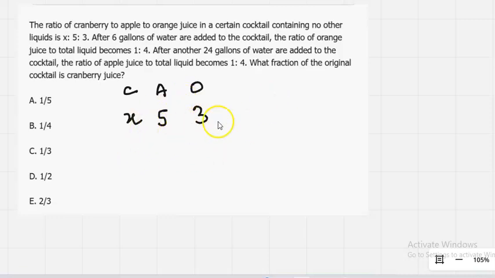It means if you reduce the volume of each of cranberry, apple, and orange in the cocktail to the lowest term, you are going to get X, 5, and 3. This does not mean that X, 5, and 3 are the actual volumes of each of the components. In order to create a variable for the actual volume, we create what is called the constant of proportionality.